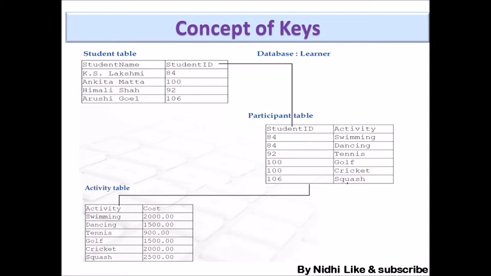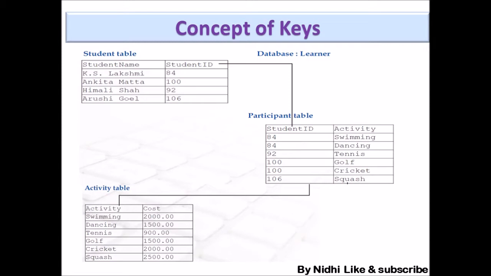So see here, we are having a database with the name learner. Consider it like this: a database is just a container. I am giving one more example to make you understand what a database and what a table is. Take the example of a house. The land is known as the database.